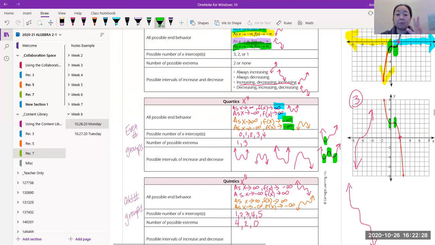We're never going to have 2 or 5 or 0. We at least have to have 1. All right, so that's the extrema.